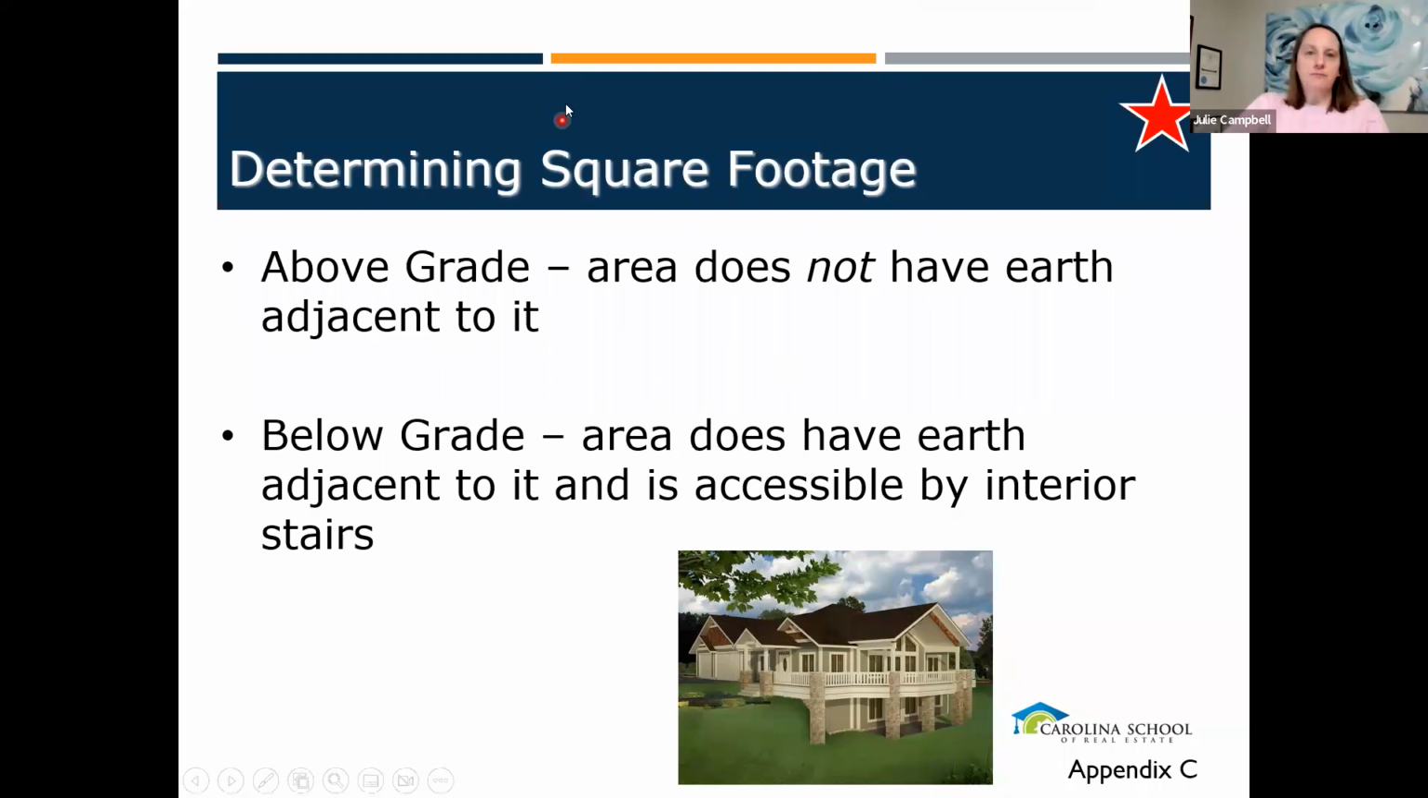Generally, when we measure, let's just pretend this is our house. And then we have our garage. So this is the house and this is the garage.